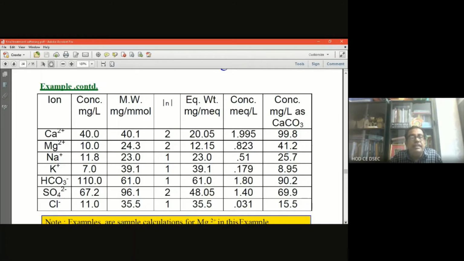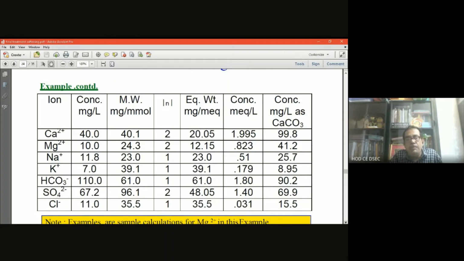Similarly, if we look at the magnesium, what is the concentration? 10. Now when you convert the magnesium concentration to milligram per liter as CaCO3, you have to multiply 10 with the equivalent weight of calcium carbonate, that is 50, and divide by the equivalent weight of magnesium, that is 12.15. So 10 into 50 divided by 12.15, you will get 41.2.